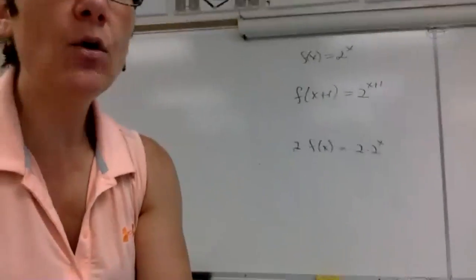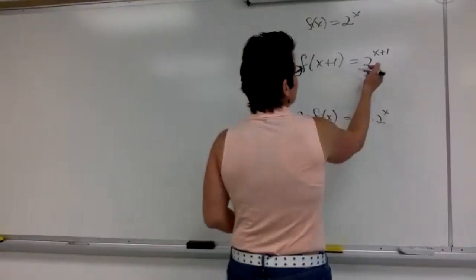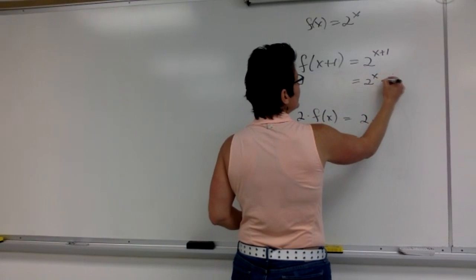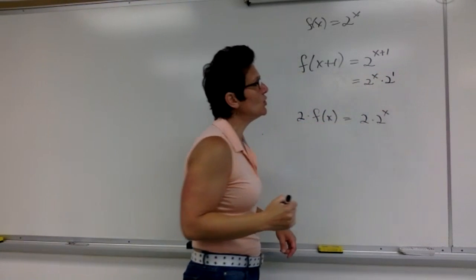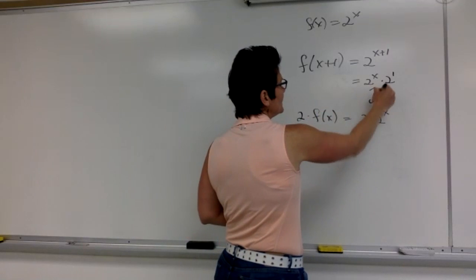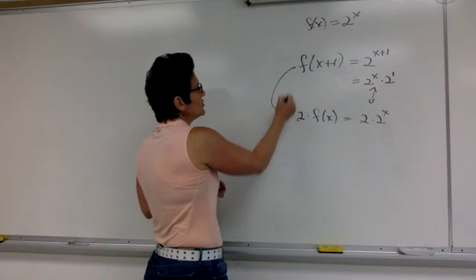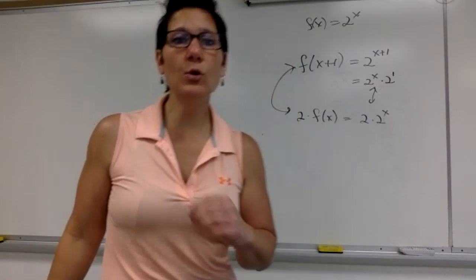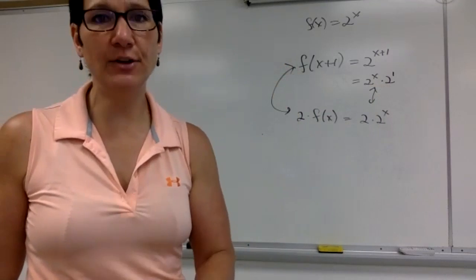So now when I come back over here, the nice thing is I can write this as 2 to the x times 2 to the first, because I use that first property that we had over here. And then if you look at these two, they're the same thing. So what you should have noticed is that those two will build the same exact function.